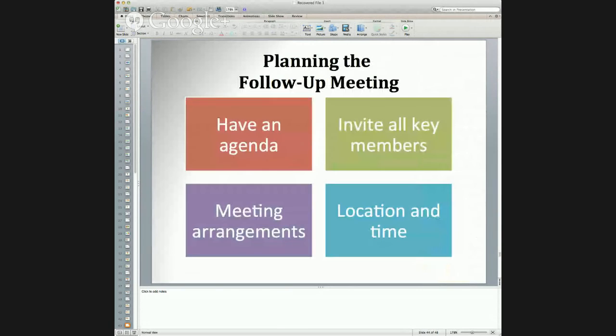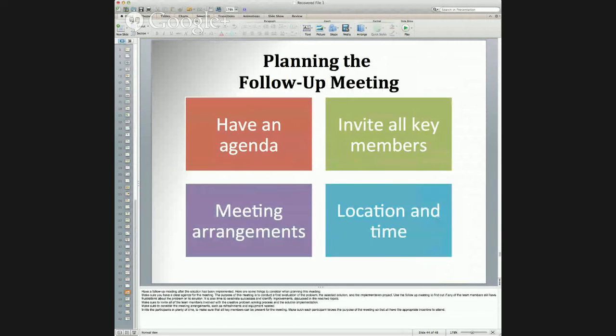Make sure you have a clear agenda for the meeting. The purpose of this meeting is to conduct a final evaluation of the problem, the selected solution, and the implementation project. Use the follow-up meeting to find out if any of the team members still have frustrations about the problem or its solution. It is also time to celebrate successes and identify improvements discussed in the next two projects.